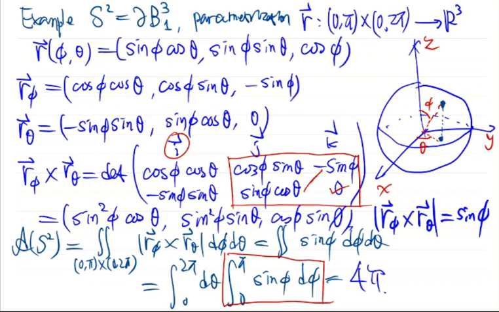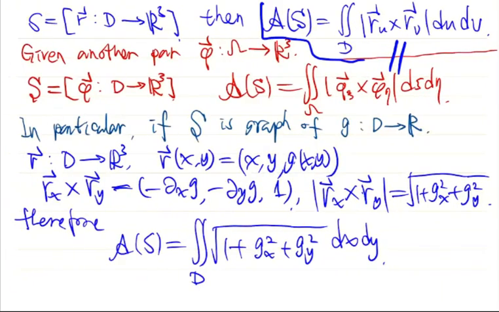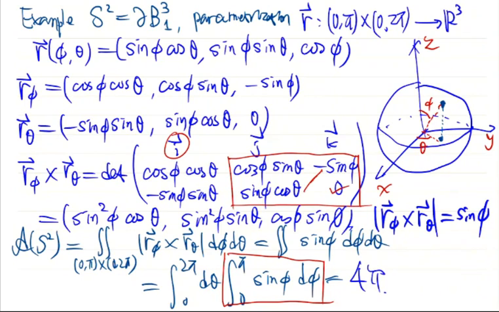This coincides with our well-known result for the area of the sphere. Therefore, this example justifies our definition of surface area. If our computation were different from 4 pi, then there would be a big problem.